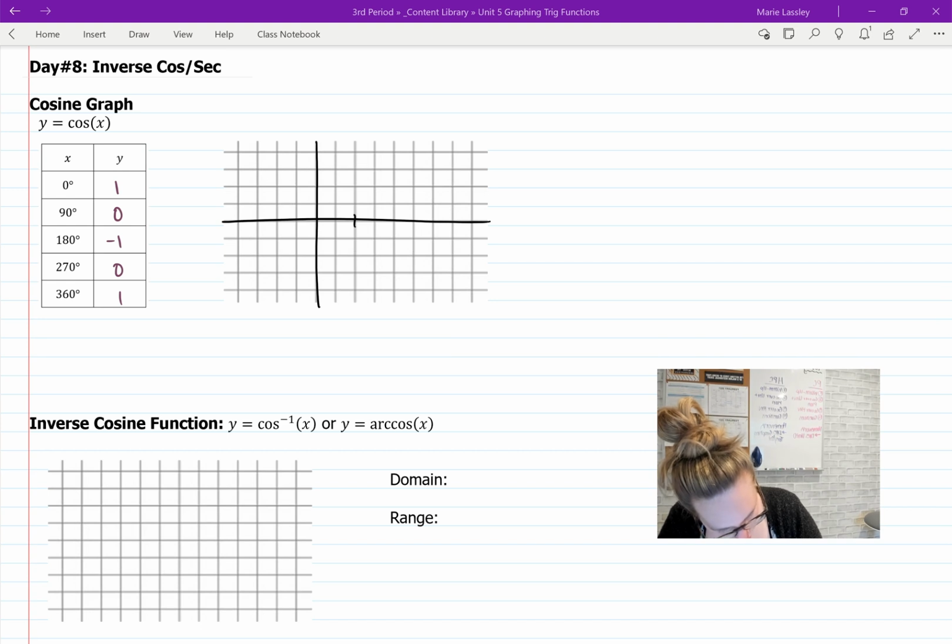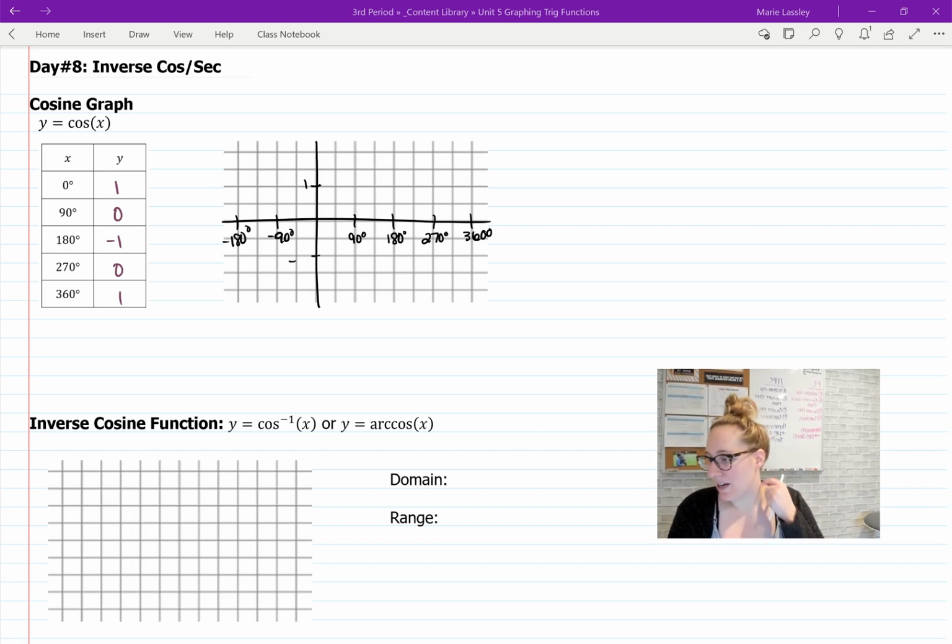1, 2, 3, 4, 5. Okay, so we have 90, 180, 270, and 360, -90, -180. All right, and then we have +1 and we have -1. All right, so here is our wonderful cosine graph.